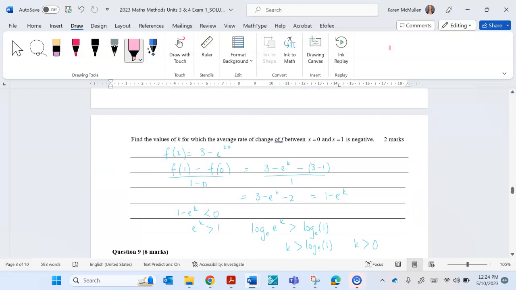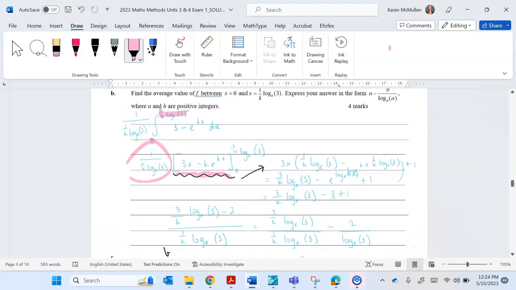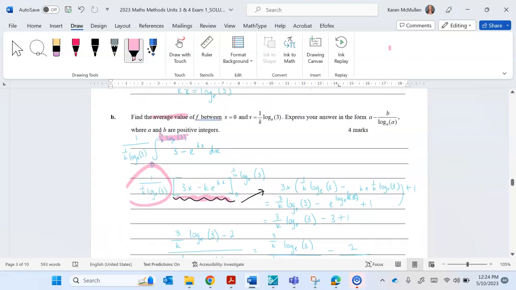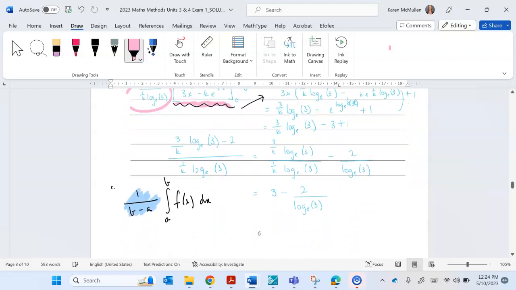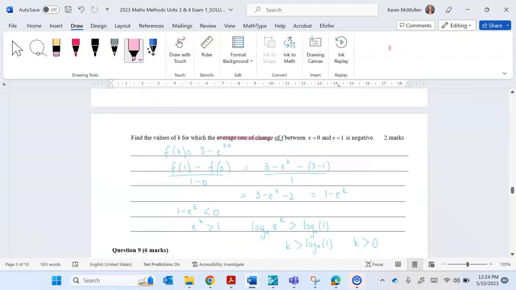All right, and then we've got average rate of change. So in a previous exam, they did have them next to each other. So average value and average rate of change are not the same thing. I think examiners were getting sick of students getting them mixed up. So they put them both on an exam, and here you can see they're both here again. So they are not the same thing.